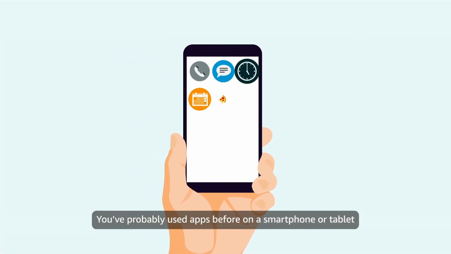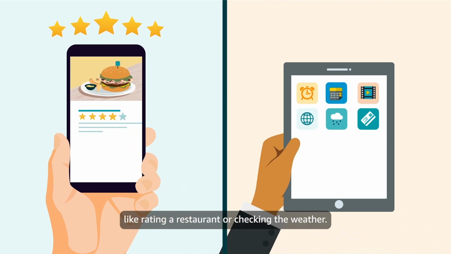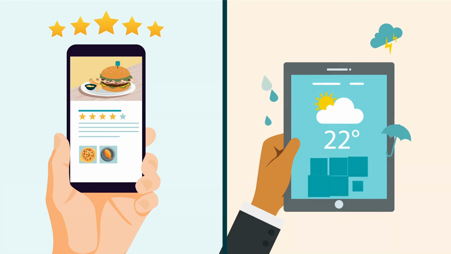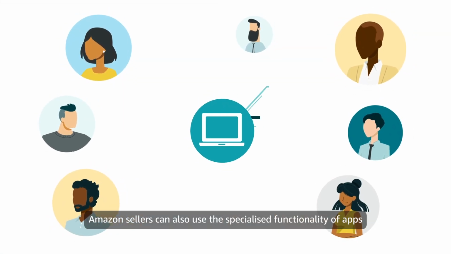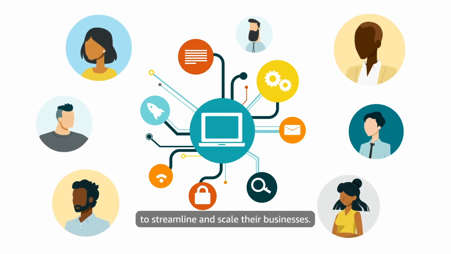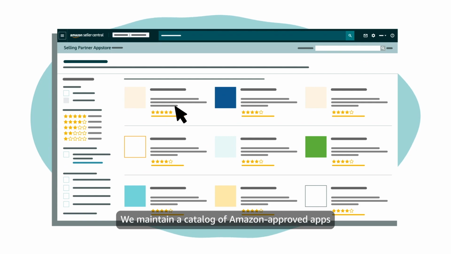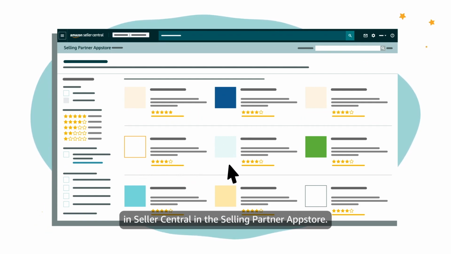You've probably used apps before on a smartphone or tablet to complete a specific task, like rating a restaurant or checking the weather. Amazon sellers can also use the specialized functionality of apps to streamline and scale their businesses. We maintain a catalog of Amazon-approved apps in Seller Central in the Selling Partner App Store.